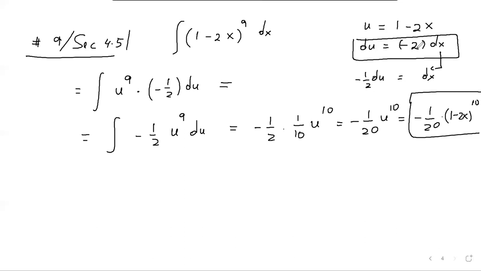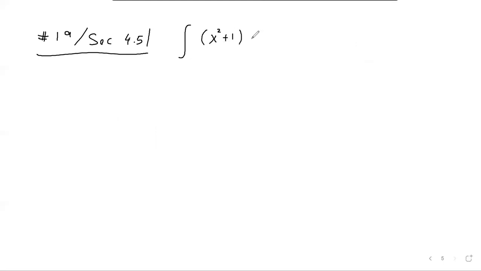All right, number 19. I'm going to do number 19 here. So there's going to be a bunch of problems like this one here, folks. Number 19 of section 4.5, and that's going to be the antiderivative of x squared plus 1 times, and over here, x cubed plus 3x to the 4 dx. All right, so what do we have here?